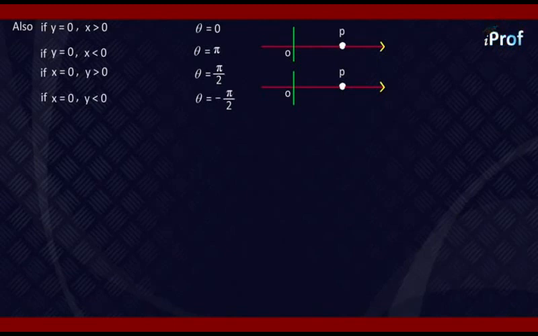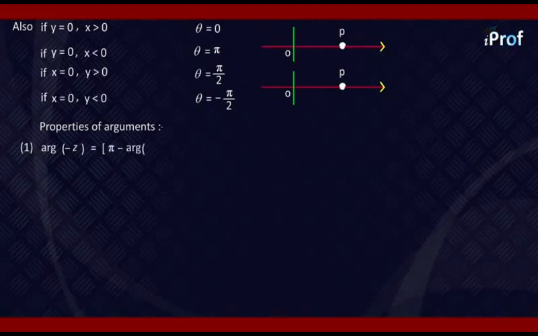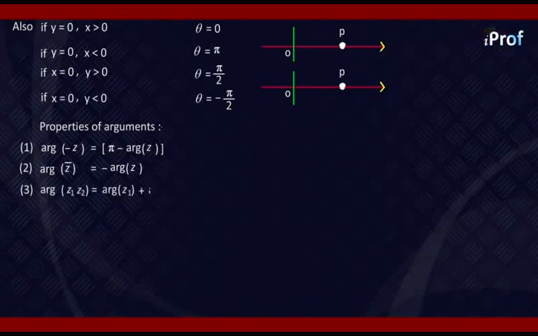Now the properties of argument are as follows. Argument of minus z is equal to minus times pi minus argument of z. And argument of z bar is equal to minus times argument of z. Argument of z1 into z2, that is the product, is equal to argument of z1 plus argument of z2.